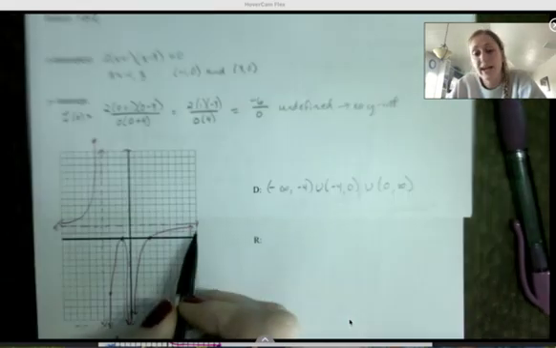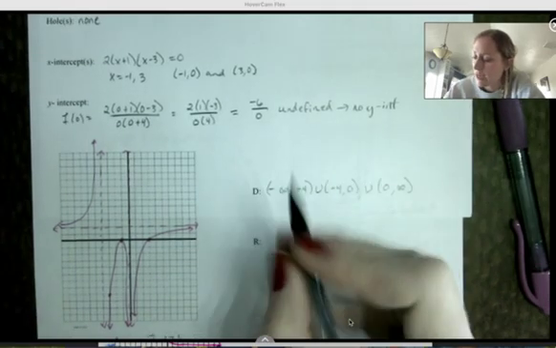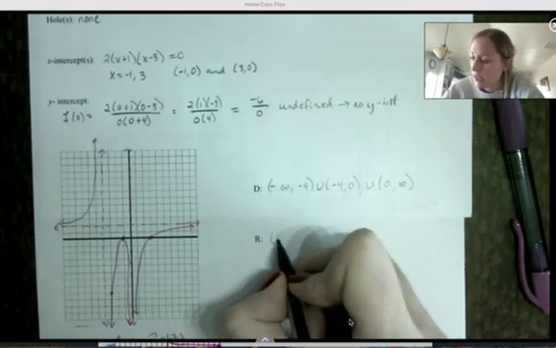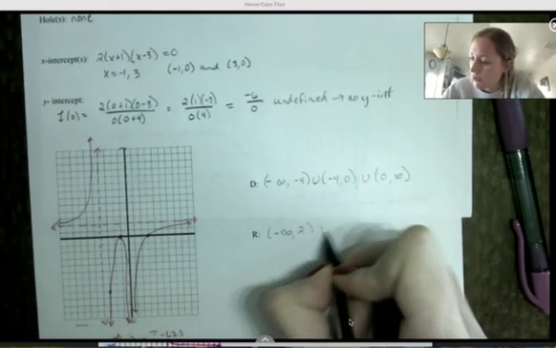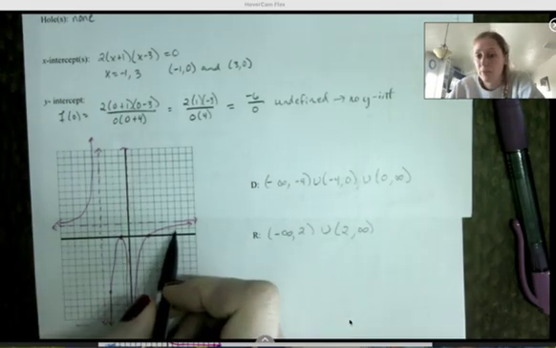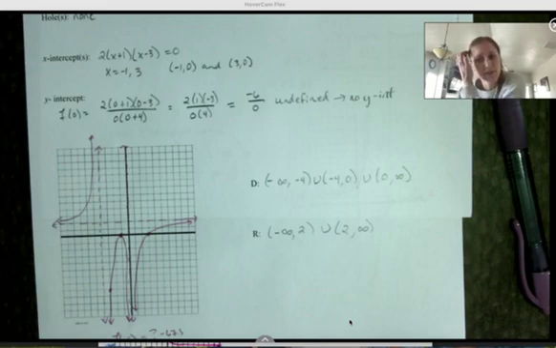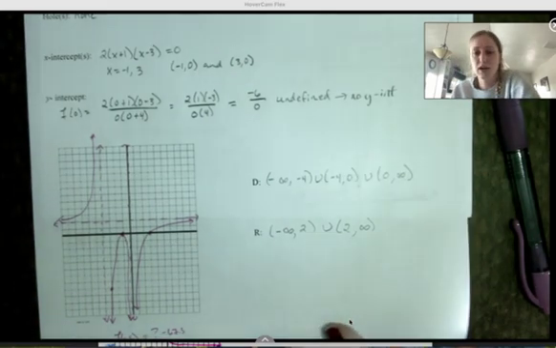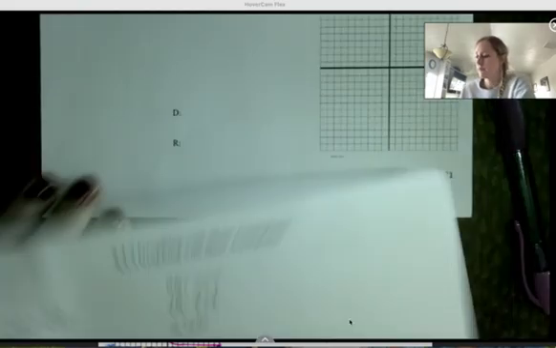The range, I actually never crossed my horizontal axis. So I would just say negative infinity up to 2, where I have y values, and then from 2 to infinity. If it did end up crossing at some point, you guys, I would just say the range is all real numbers because I have values everywhere. In this case, it never crosses, so we are just excluding that y value that we don't ever see.